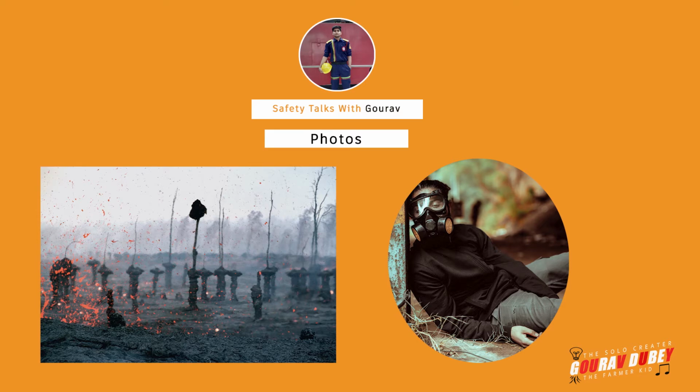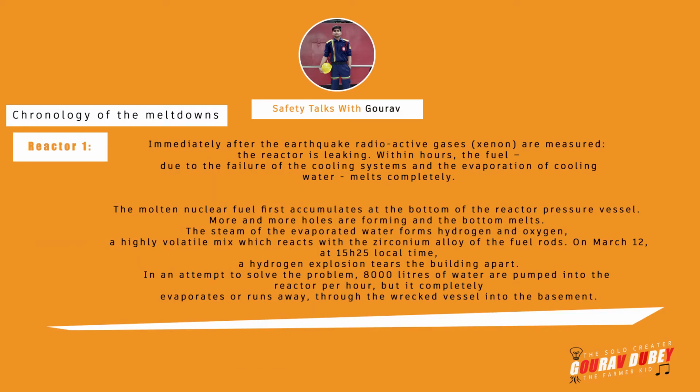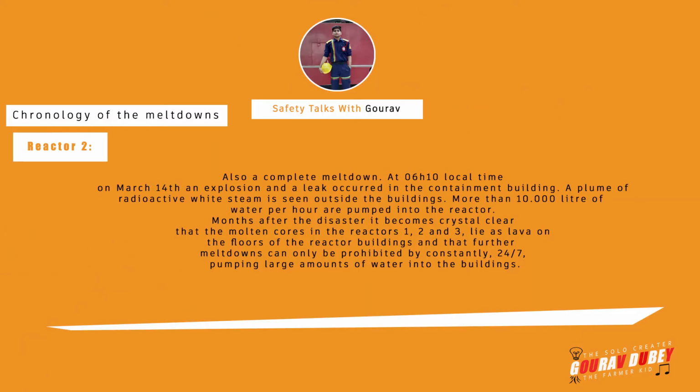The steam of the evaporated water forms hydrogen and oxygen, a highly volatile mix which reacts with the zirconium alloy of the fuel rods. On March 12 at 15:25 local time, a hydrogen explosion tears the building apart. In an attempt to solve the problem, 8,000 liters of water are pumped into the reactor per hour, but it completely evaporates or runs away through the wrecked vessel into the basements.